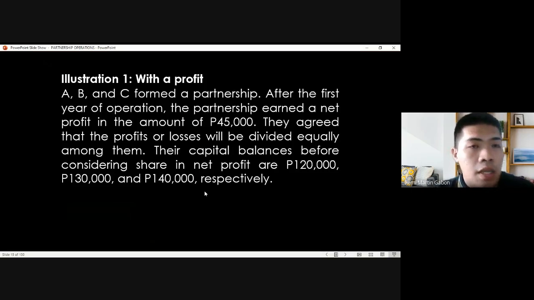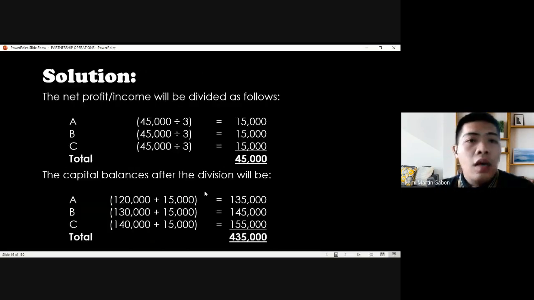They formed partnership. Then after the first year, they earned 45,000 net profit. So if we're going to have it in equal distribution, we have three partners. So therefore, 45,000 divided by three partners, we can have 15,000 each. So total still 45,000. Their capital balances will be increased by 15,000. So for A, B, and C, we can have 15,000 each.